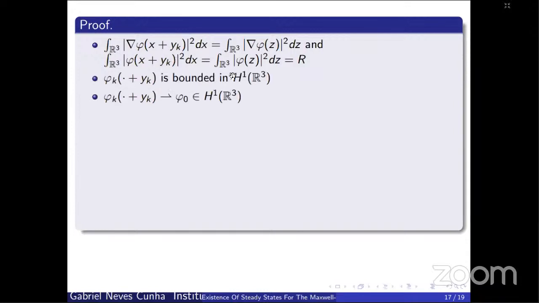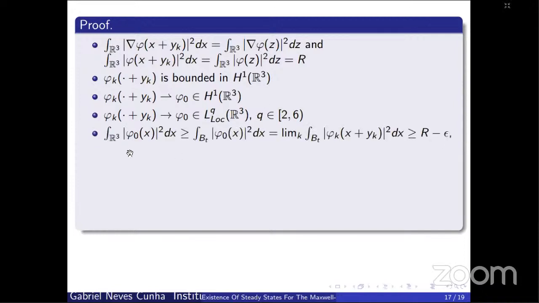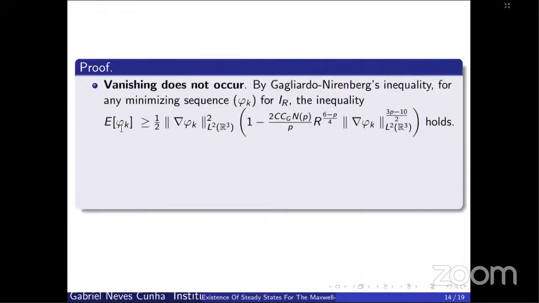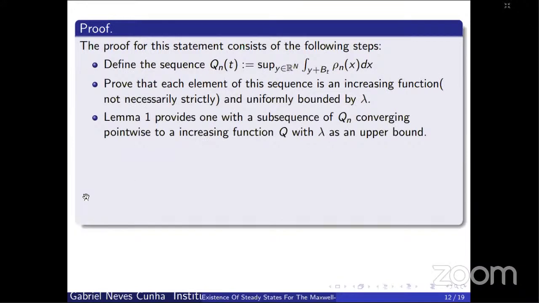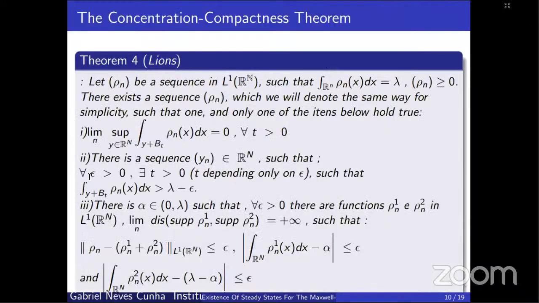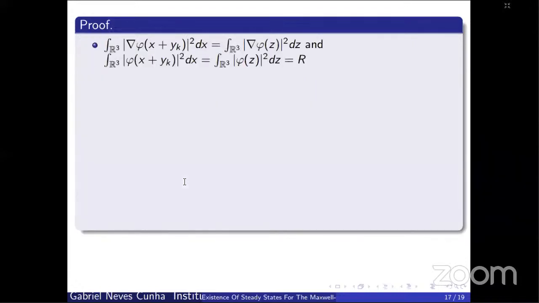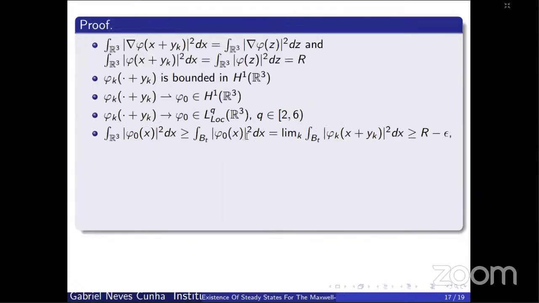So since this sequence is bounded, it converges weakly to some function in the Sobolev space, which means it converges strongly locally, right? In the Lebesgue space for q between those numbers, okay? And so using this inequality here, as you can see, right? You can see the translation here. Using this inequality here, in the compactness case, we show that this inequality holds.